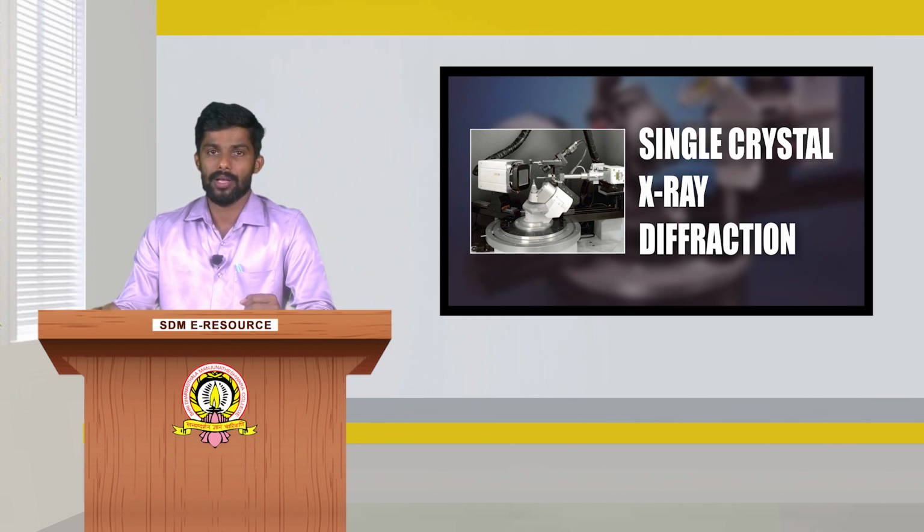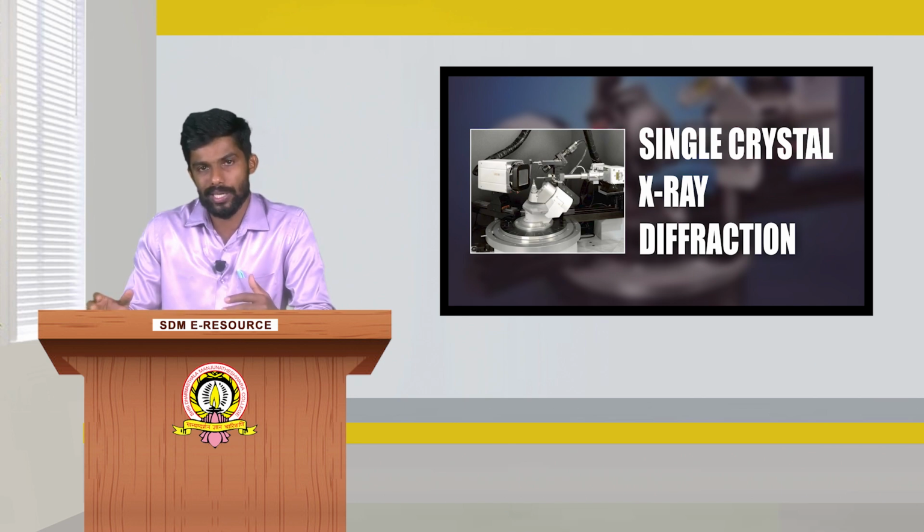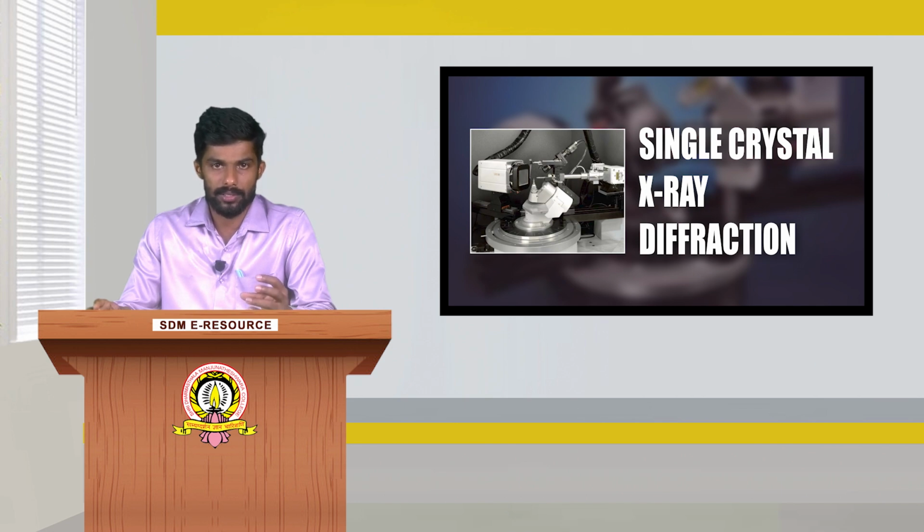And the role of the cryostat is to reduce the temperature, because the crystal which is placed at the goniometer head is continuously exposed to the X-rays. So there will be an increase in the temperature on the crystal surface, and that affects the intensity. That's why there is a cryostat, which is used to reduce the temperature on the surface of the crystal due to the exposure to the incoming X-rays.